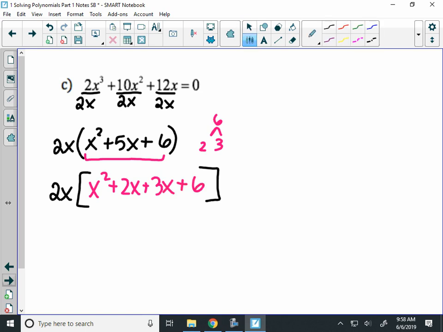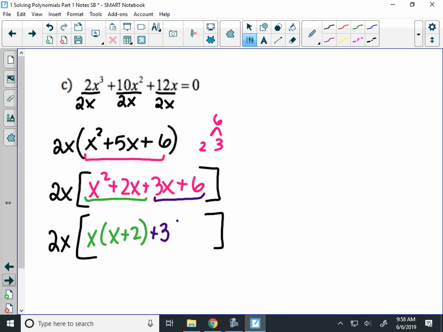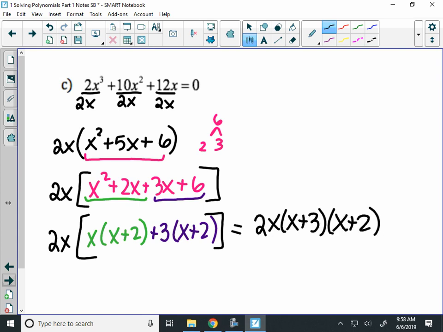I'm going to go ahead and group. The first 2 here have a GCF of x. Put my brackets again. So I'm going to pull out an x, and I'll be left with x plus 2. The second group here has a GCF of 3, and I have x plus 2. You should see then, when you write your factored form, you have the 2x, x plus 3, x plus 2. And you can go ahead and set each factor equal to 0, and go ahead and solve for x.